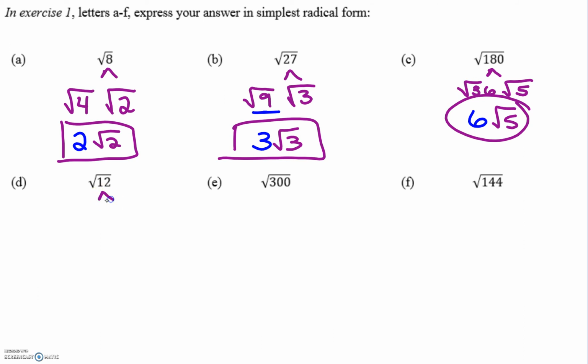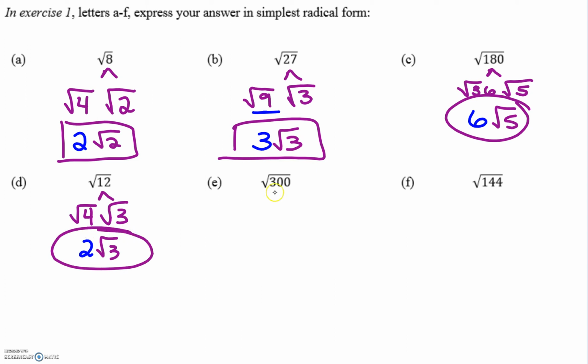Let's look at 12. Two numbers that go into 12, one being a perfect square, should be 4 and 3. The square root of 4, again, is 2, and I'm left over with a radical 3.